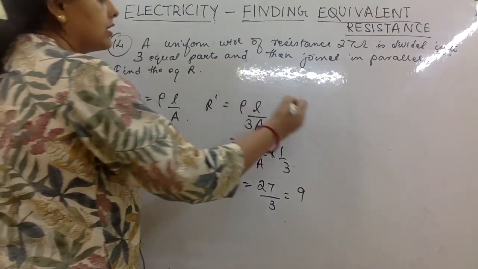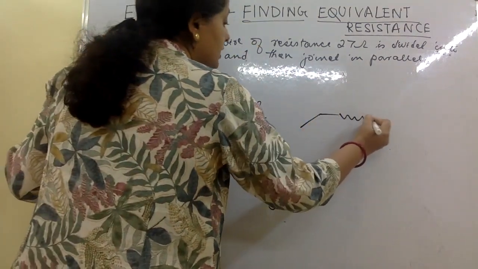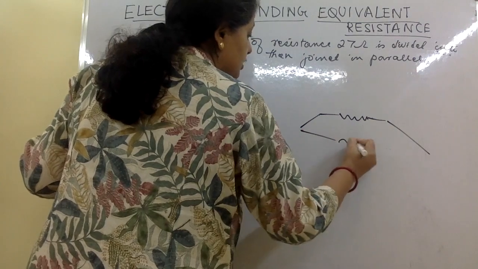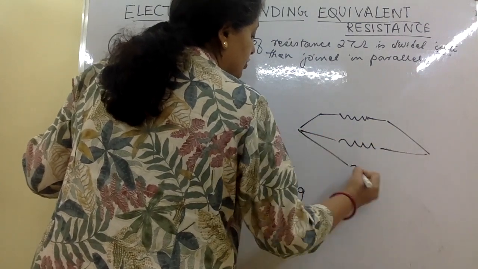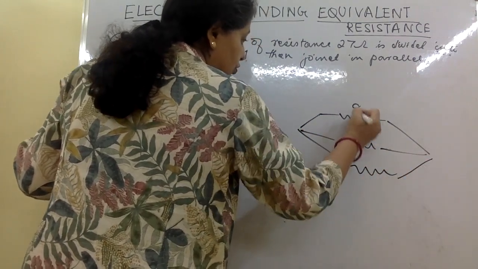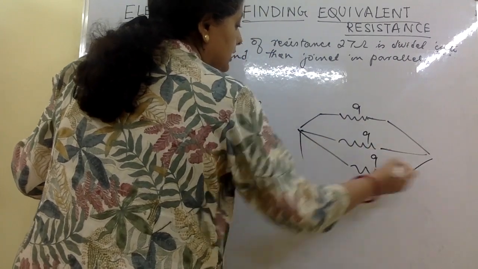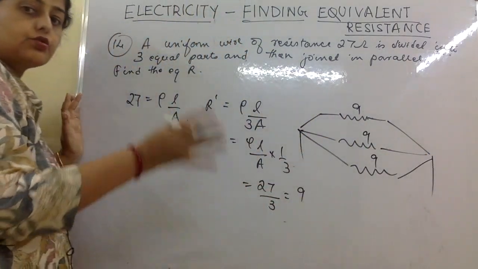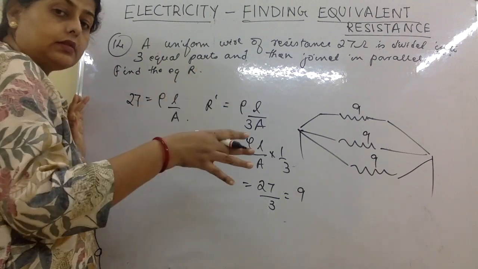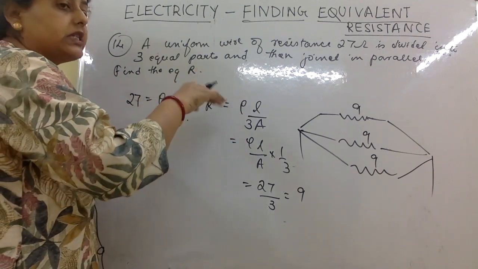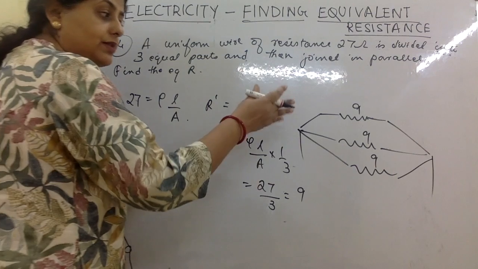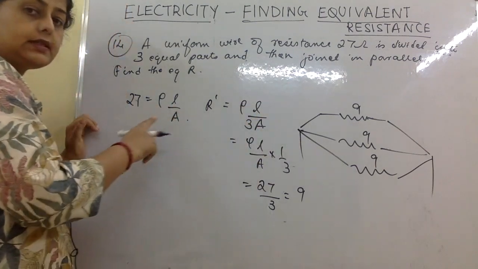So they are joined in parallel. Let me draw the diagram, just in case you have not understood, you will understand this now for sure. So this is 9 ohms, 9 ohms and 9 ohms. This is what it becomes with the 3 parts. So a 27 ohm wire, when you split it into 3 equal parts, becomes 9, 9 and 9, for the reason that I showed you here.